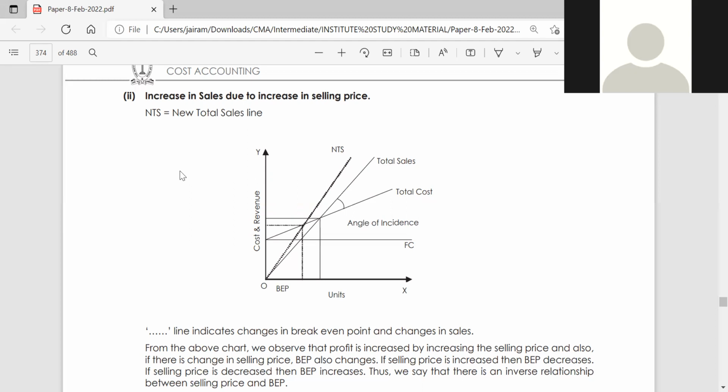What is the use of this chart? What is the use of the chart, sir, basically?